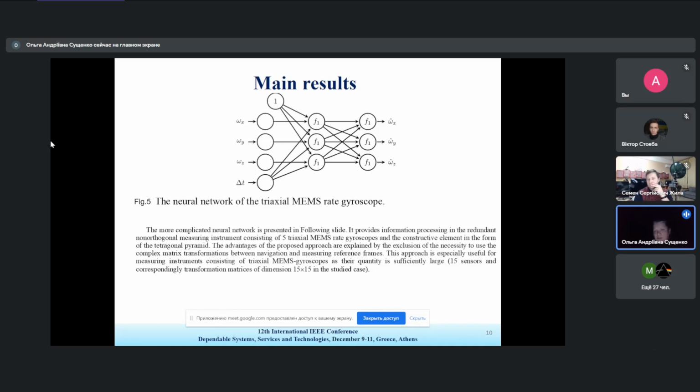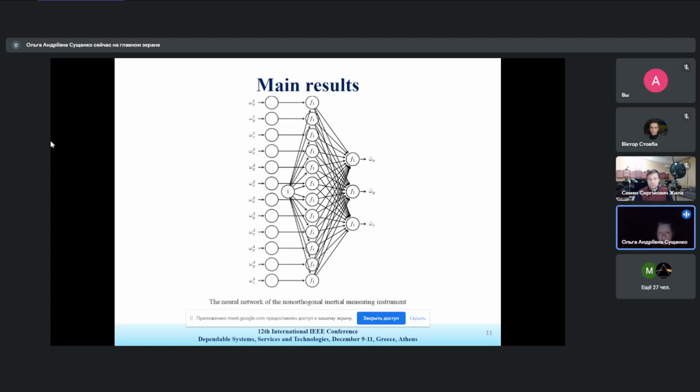This approach is especially useful for measuring instruments consisting of triaxial MEMS gyroscopes, as their quantity is sufficiently large, 15 sensors, and corresponding transformation matrices of dimension 15 by 15 in the studied case. And you can see this more complicated neural network.